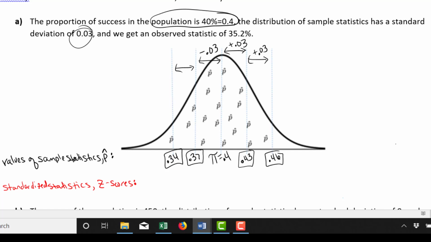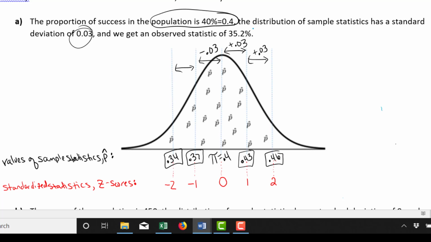Next, it asks us to think about all of this in terms of standardized statistics. Since we're talking about pi and p-hat, we're talking about z-scores. The standardized statistic would be called a z-score. So right in the center, the value 0.4 would have a standardized statistic of 0. If you had a sample statistic equal to 0.37, that would have a z-score of -1. If you had a sample statistic equal to 0.34, that would have a z-score of -2. Going up the other way, a sample statistic of 0.43 would have a z-score of 1, and a sample statistic of 0.46 would have a z-score of 2.